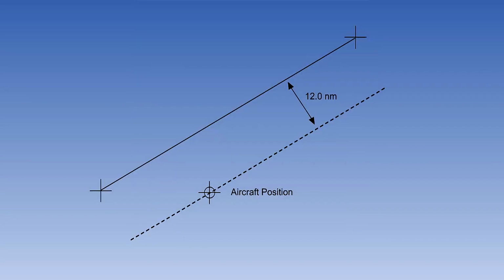The diagram shows a desired track of 060 degrees. The aircraft is positioned 12 nautical miles to the right of the desired center line.